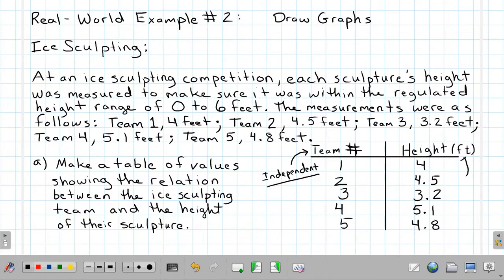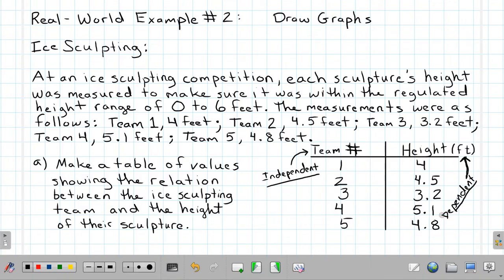and the height is the dependent. So let me find a better way to write that. Is the dependent. So let me do it this way. Keep it on the page here. Because once again, the height depends on the team number.